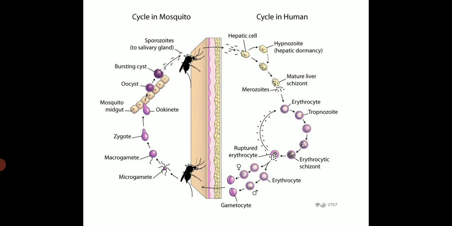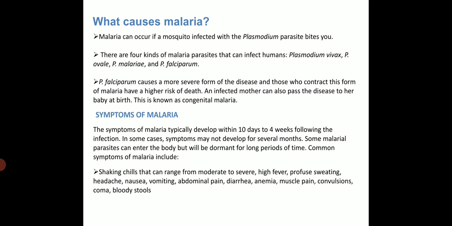This is exactly how you see the cycle of the parasite, which includes the human as well as the mosquito. So what causes malaria? Malaria can occur if a mosquito infected with the Plasmodium parasite bites.